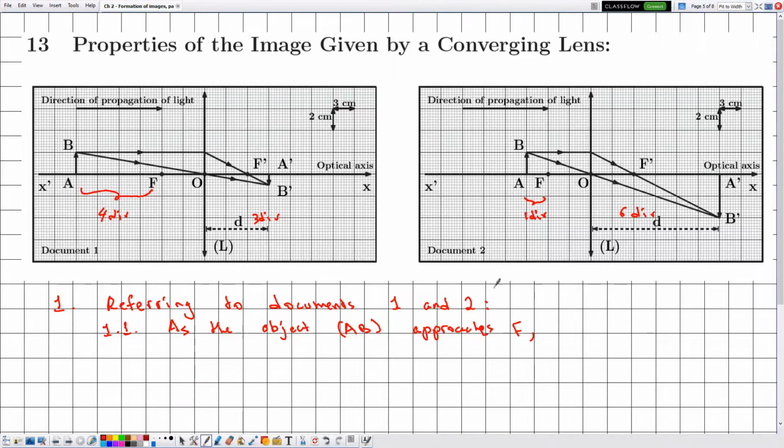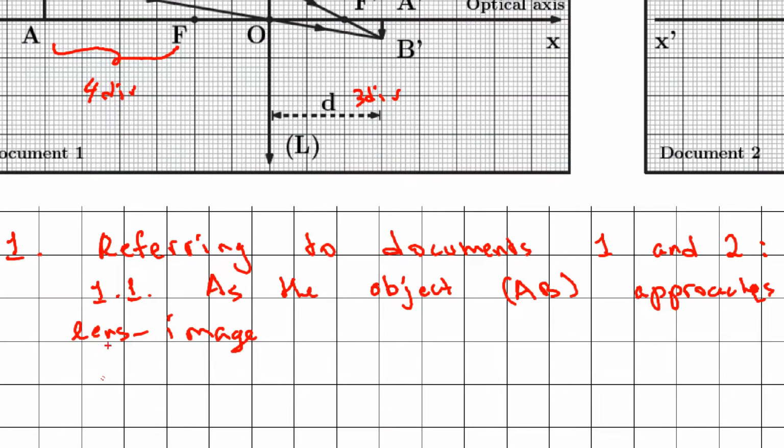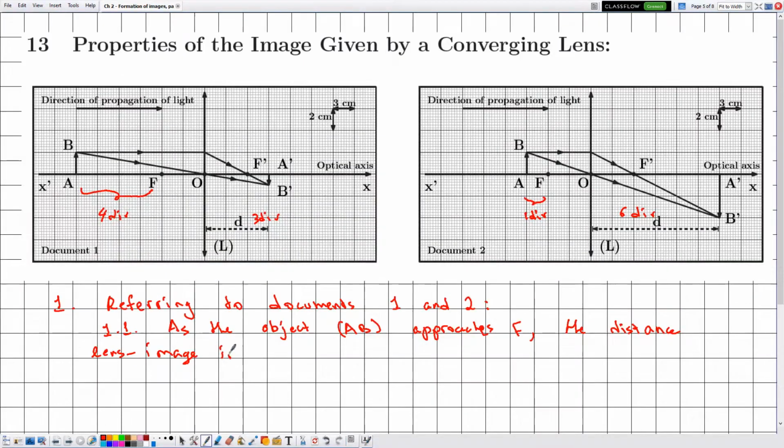And as we can notice, whenever the object AB is closer to the object focus, this distance D, which is the distance between the lens and the image, increases. Then we can say as the object AB approaches F, the distance lens image, so this distance between the lens and the image increases, which is denoted by D here.